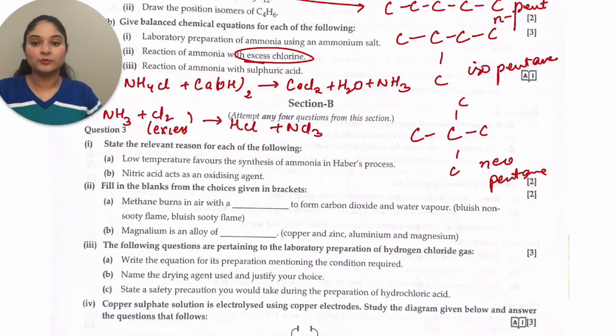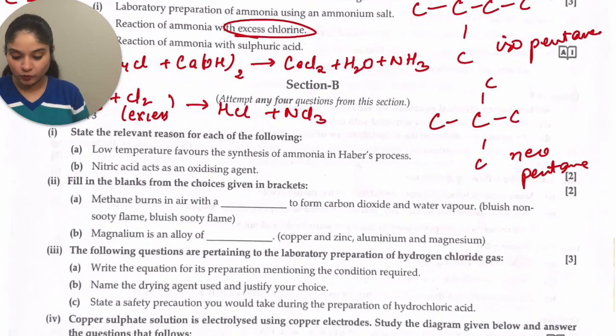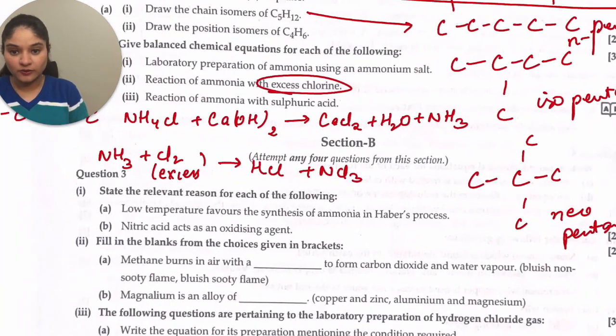Okay students, let's move ahead to section B. So section B, question number 3. State the relevant reason for each of the following. Low temperature favors the synthesis of ammonia in Haber's process. Let me zoom in a little. Low temperature favors the synthesis of ammonia in Haber's process.